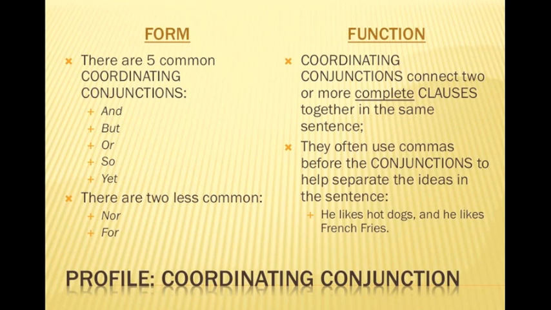Now on the right side, when we talk about their function, we recognize that the idea is that coordinating conjunctions will connect 2 or more complete clauses together in the same sentence. And we often use commas to separate the conjunctions in the ideas, especially as the ideas get longer. So if you notice in my example here, he likes hot dogs, comma, and he likes French fries. So commas are often helpful because they help clarify the fact that we had 2 separate ideas together in the same sentence. But really, it's the coordinating conjunction and that really helps us out here.